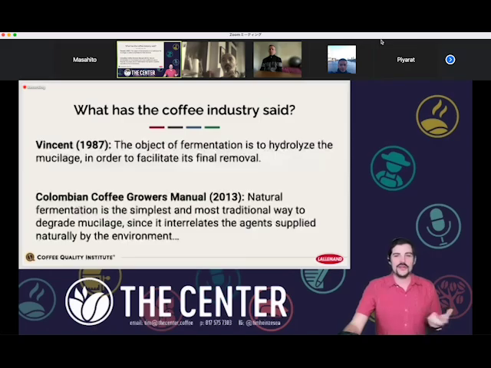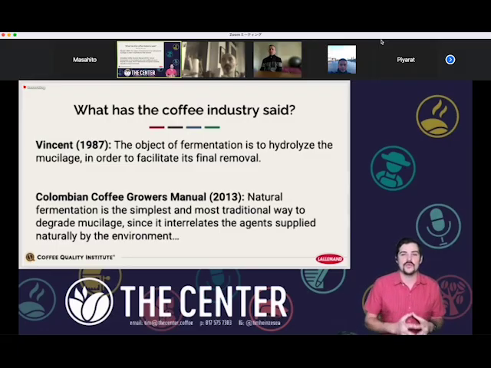If we go to another source, look at Vincent back in 1987, he identifies that the object of fermentation is to hydrolyze the mucilage in order to facilitate its final removal. So we see some of this being pointed to more about what the objective of fermentation is. So not necessarily defining it as its metabolic pathway or its actual functioning inside the cell, but more so about how we use it to achieve certain ends or certain goals. Okay, so kind of put that in the back of your mind as well.